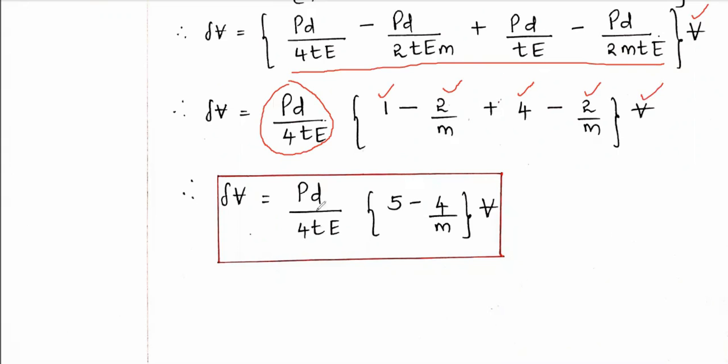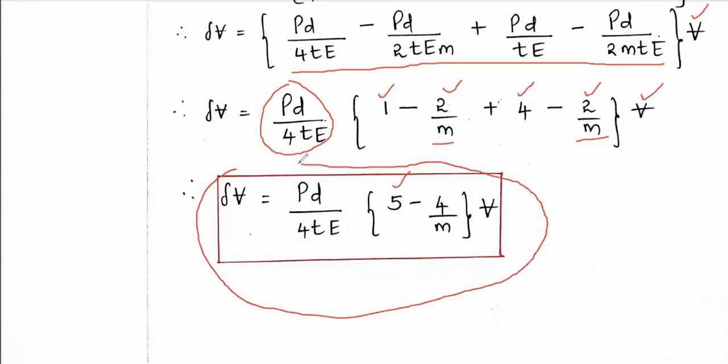So Pd divided by 4Te, into 4 plus 1, I'll be getting 5, minus 2 by m and minus 2 by m. These two terms get added up, so it is minus 4 by m, into V as it is. So this is the expression for change in volume in terms of circumferential strain as well as longitudinal strain. Once again, this formula is also important.